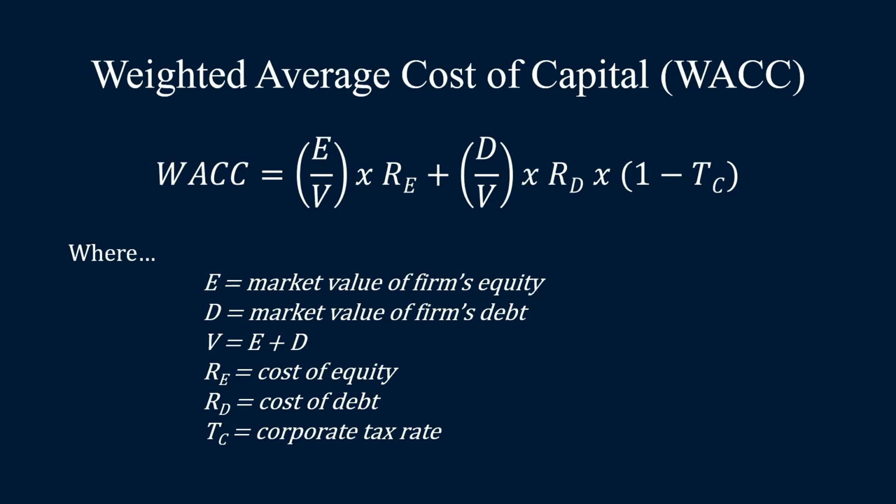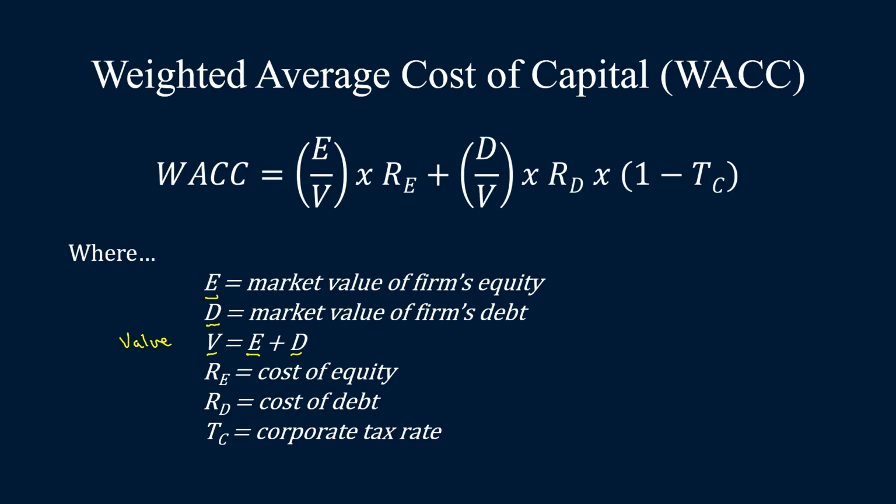Okay, our formula for the weighted average cost of capital is right here. I'm not going to read the whole thing, but here we have E equals the market value of the firm's equity. We have D, which is the market value of the firm's debt, which includes bonds that it might issue. V is the value of the company, and that's simply the equity plus the debt.